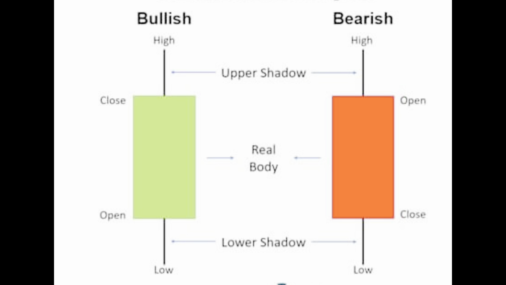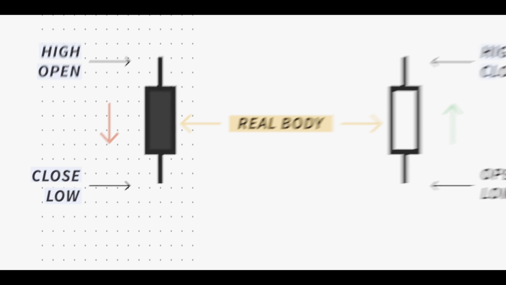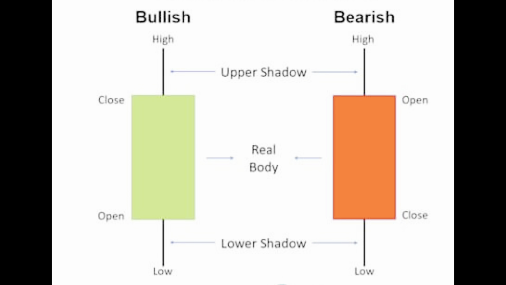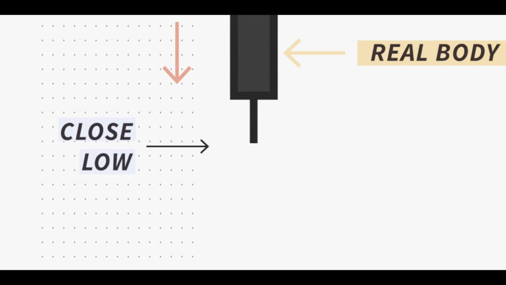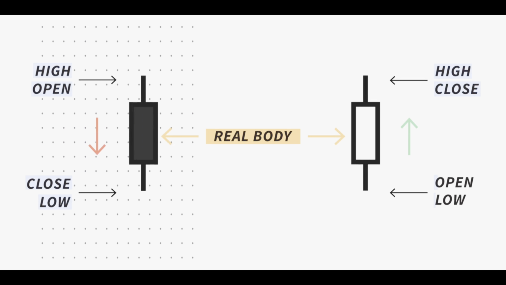Now, the color of the candlestick provides a quick snapshot of the price direction for that day. A bullish candlestick is typically green or white. This means that the closing price is higher than the opening price. The opposite is a bearish candlestick. This is typically red or black, and this shows that the closing price is lower than the opening price.